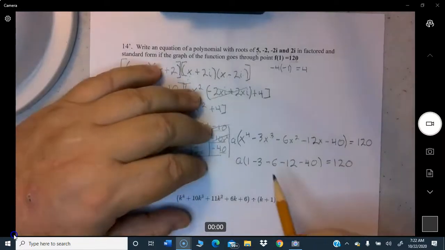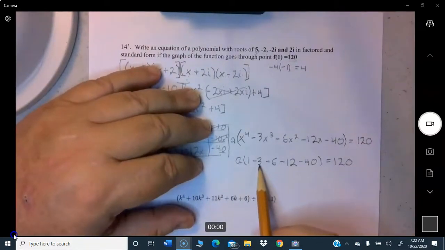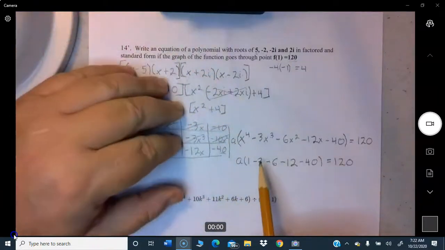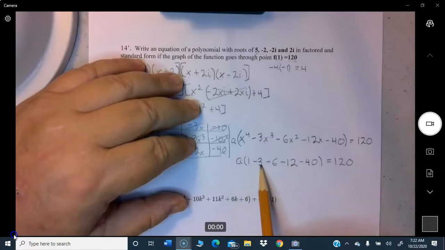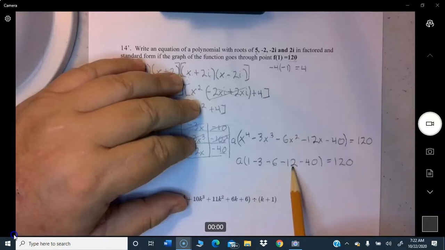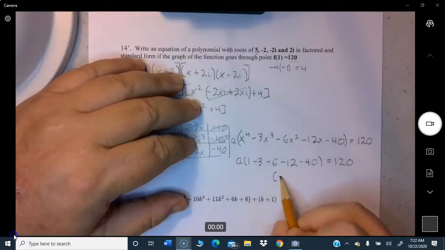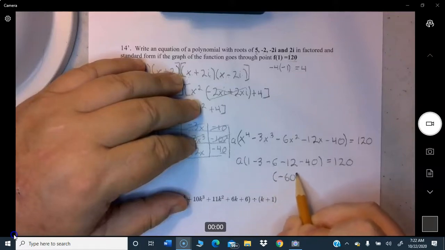Okay, so let's add these up. 1 minus 3, and again, do it on a calculator. Don't try to do it in your head if that's not your thing. 1 minus 3 is negative 2. Minus 6 is negative 8. Minus 12 is negative 20. Minus 40 is negative 60. So this all down here equals negative 60.